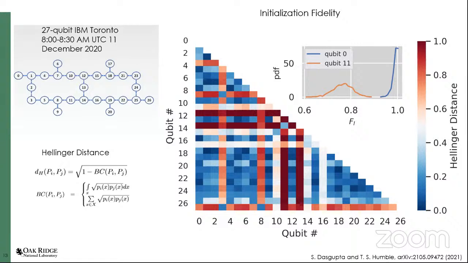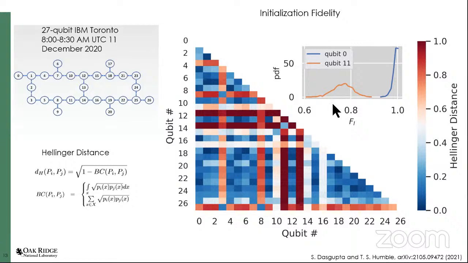For this, we looked at the 27-qubit IBM Toronto device. We picked a particular day, 11 December of 2020, from the window of 8 o'clock to 8:30 a.m. UTC. And here we've actually measured the correlations between the individual readout fidelities, the distributions of those, and then looked at how those distributions vary between qubit registers. Let me just give you an example.